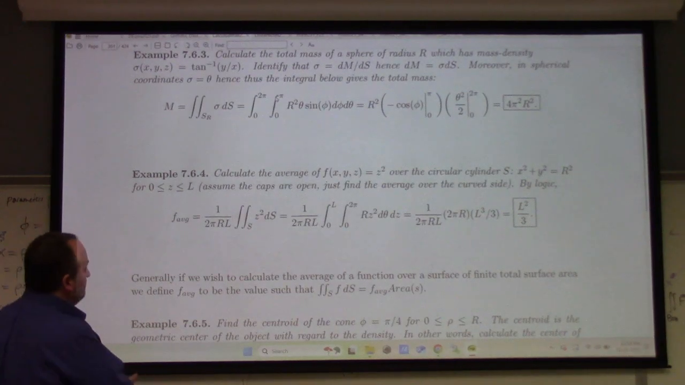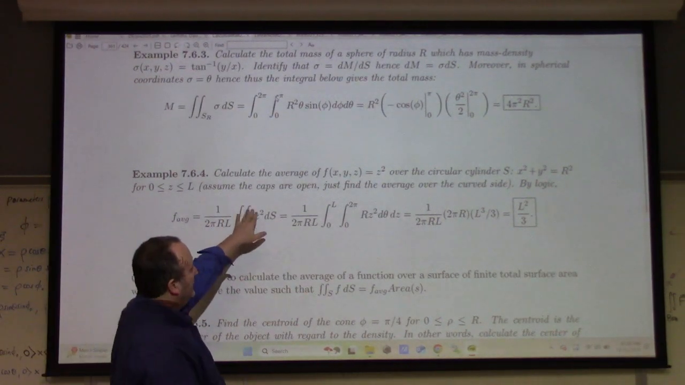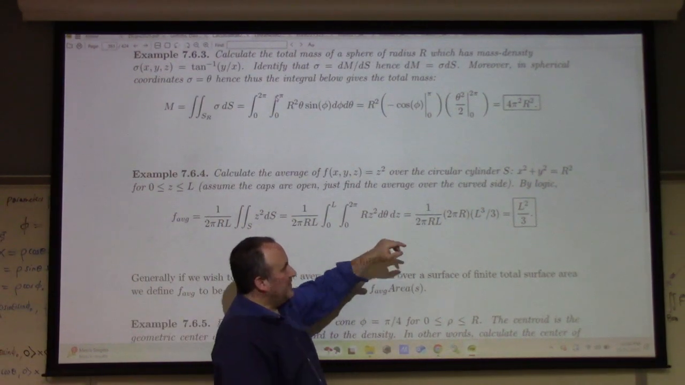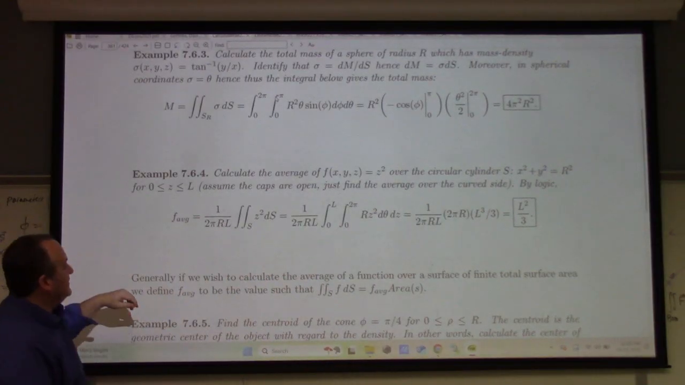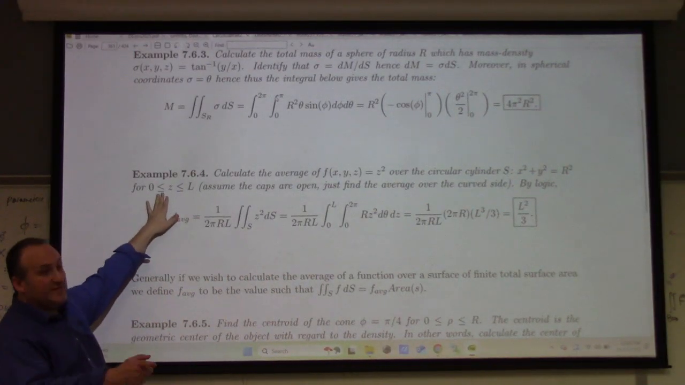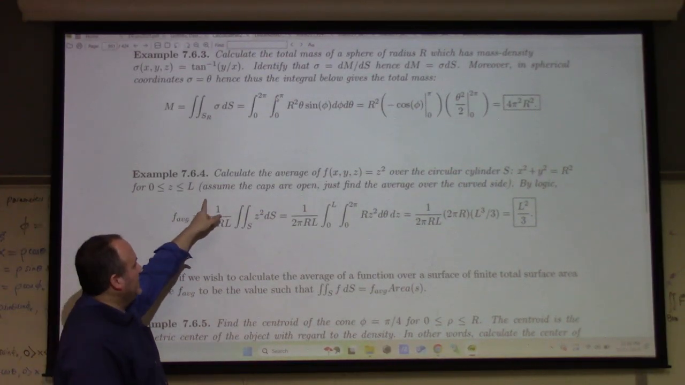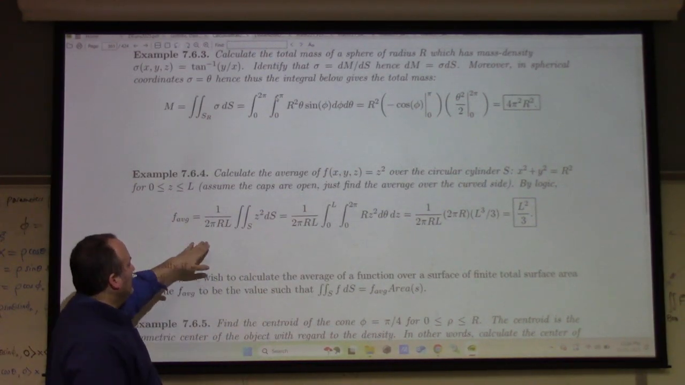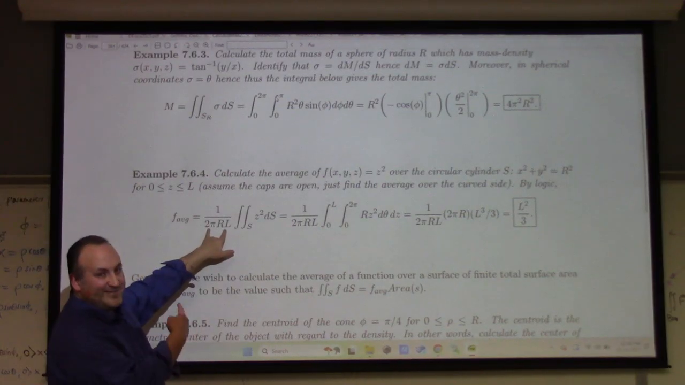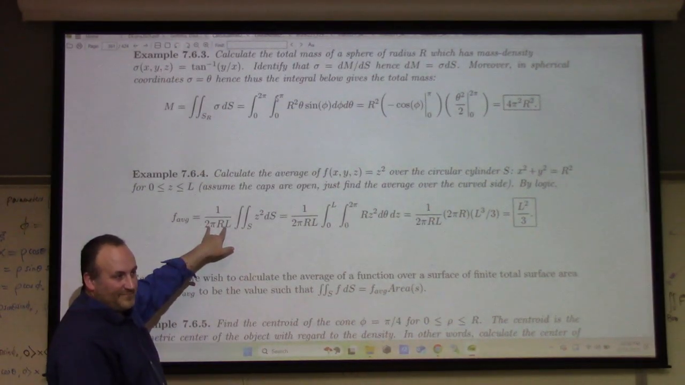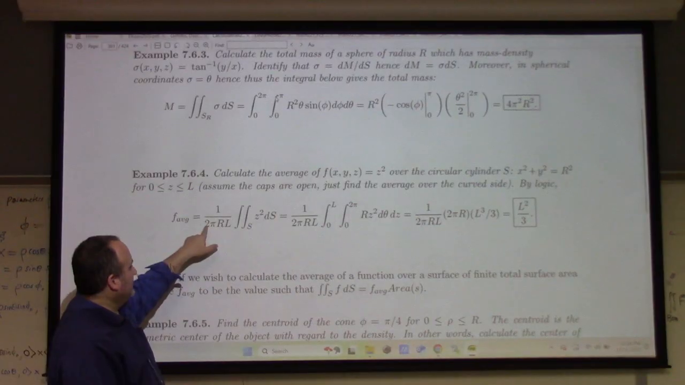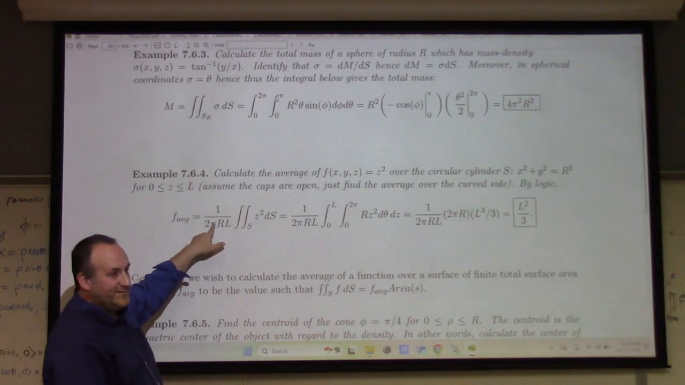Defined as the average of z squared over the circular cylinder x squared plus y squared equals r squared for 0 less than z less than L. This is the open cylinder we talked about in example 4, right? As I say, assume the caps are open. So what's the area of the curved side? Yeah, 2 pi RL, right?